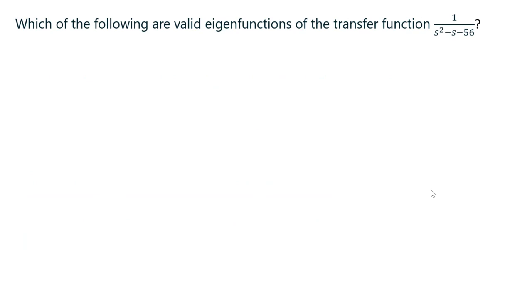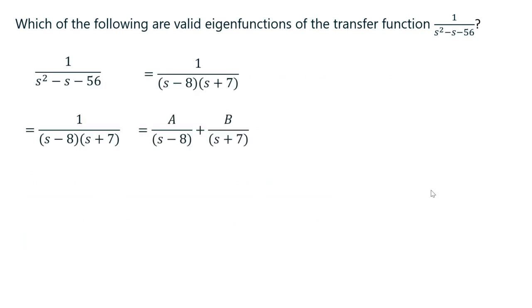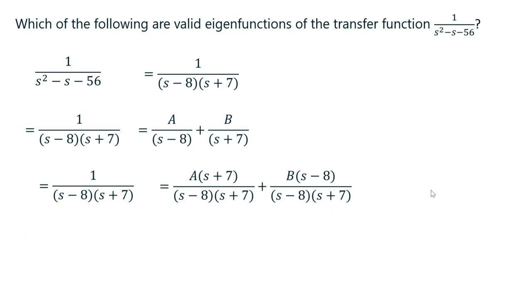Which of the following are valid eigenfunctions of the function? In order to do this, you have to get the transfer function into the form where you can do the eigenfunction transformation. In this case, we had to take the denominator and decompose this fraction, 1 over (s minus 8) times (s plus 7). This has to be decomposed into a over (s minus 8) plus b over (s plus 7). Why is that? Because that's the form.